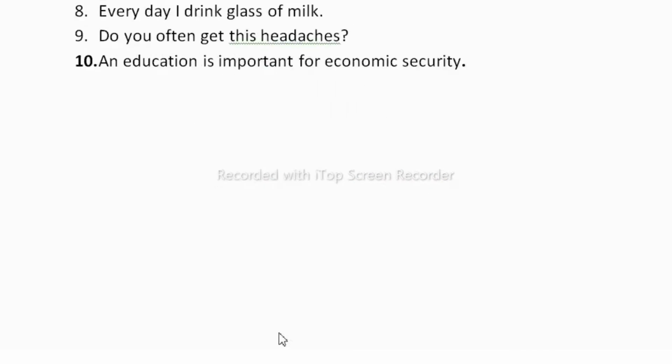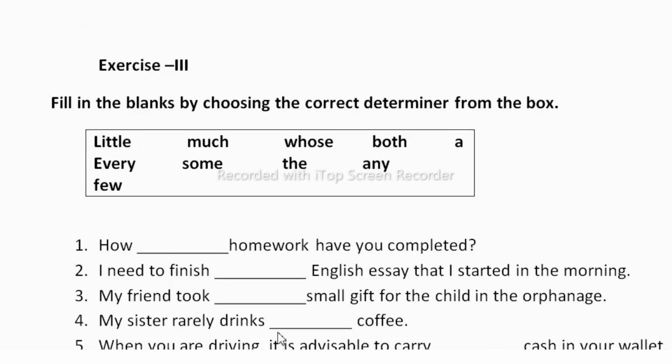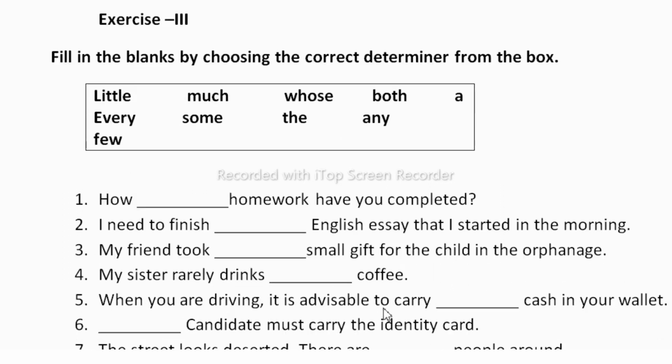Now let's do the next exercise, that is the third one. Here, students, you have to fill in the blanks by choosing the correct determiner from the box. Let's start. The first one is, how dash homework have you completed? Homework and work are uncountable nouns. So with uncountable nouns we need to use an uncountable determiner, which is much. So how much homework have you completed?